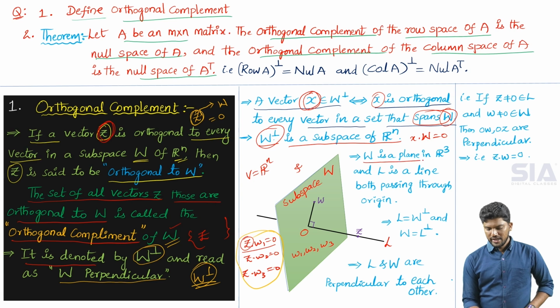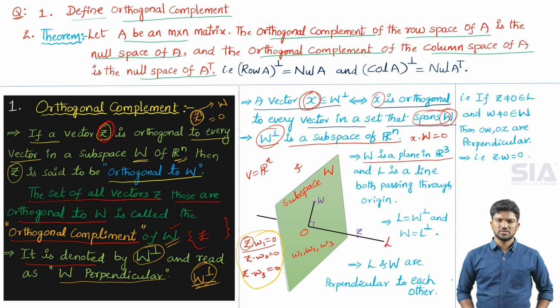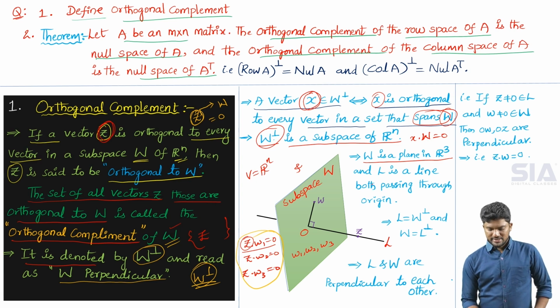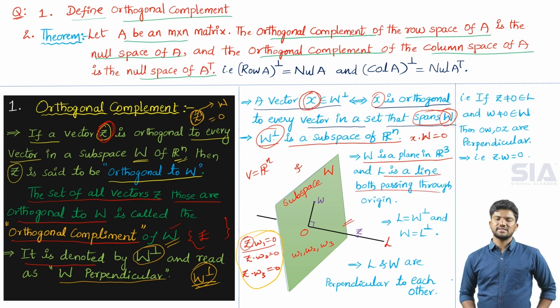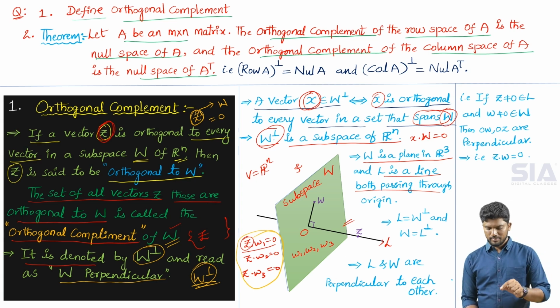Here W is a plane in R cube. So on screen you will have one diagram. We are discussing this diagram now. So W is a plane. So you can see the plane here, that is the W. And L is a line, both passing through the origin. This capital L represents the straight line, that straight line passing through origin.